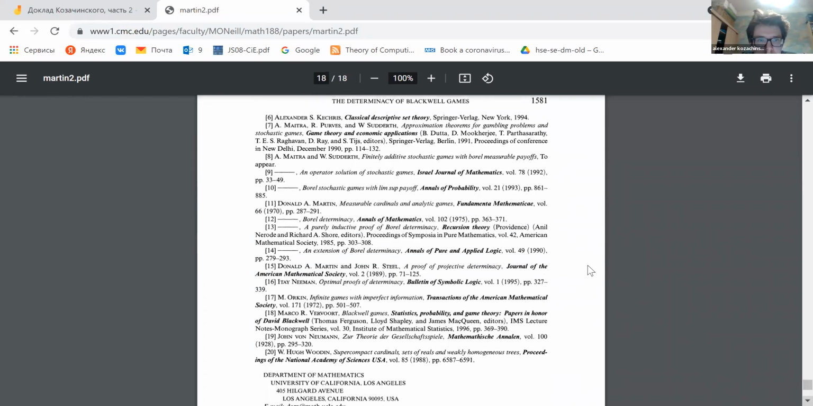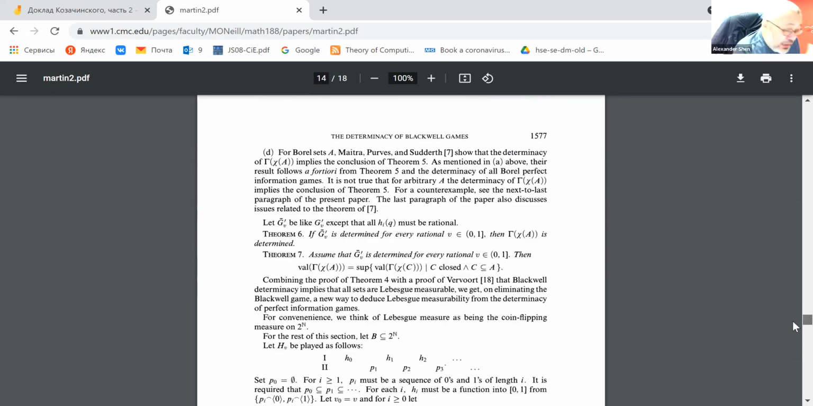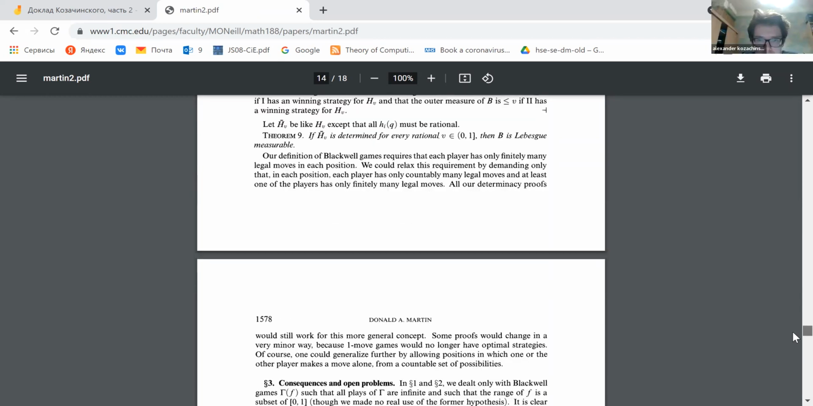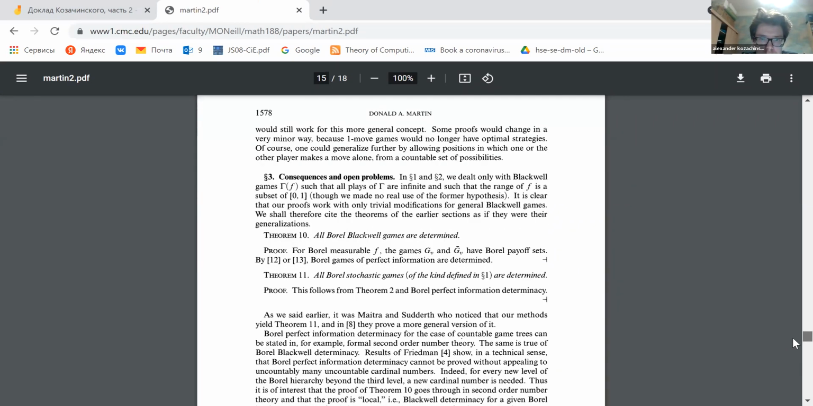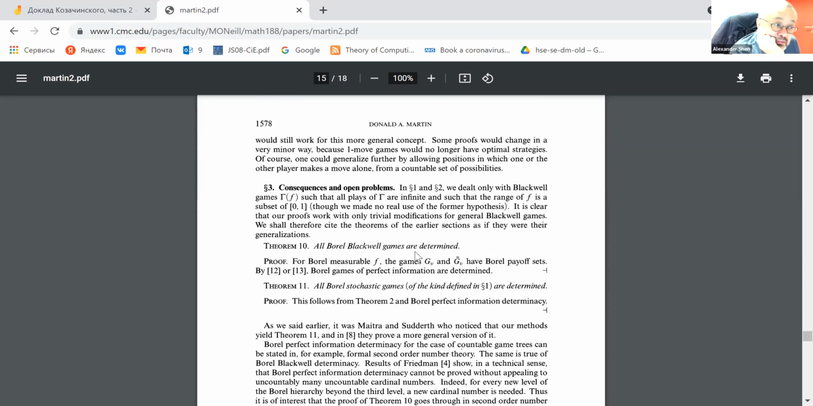Yeah, so maybe you can. You mean in some simpler way than for Blackwell games? No, they are kind of the same, or simple, or something like this. I mean, Blackwell games include these games that you just described as a special case, then? No, why? No, they don't have explicit probabilistic moves.